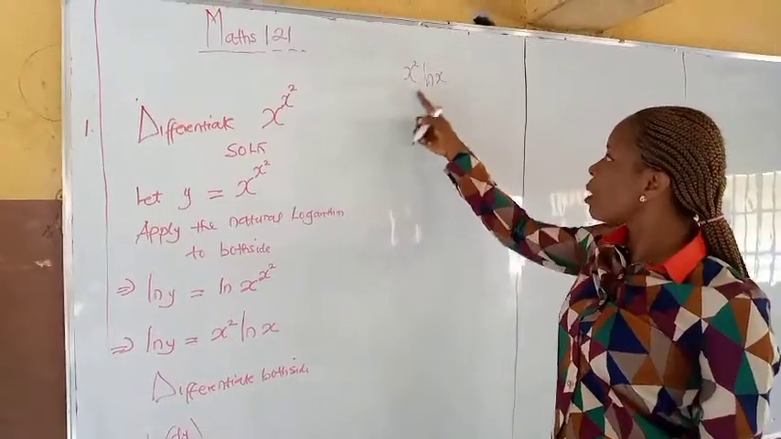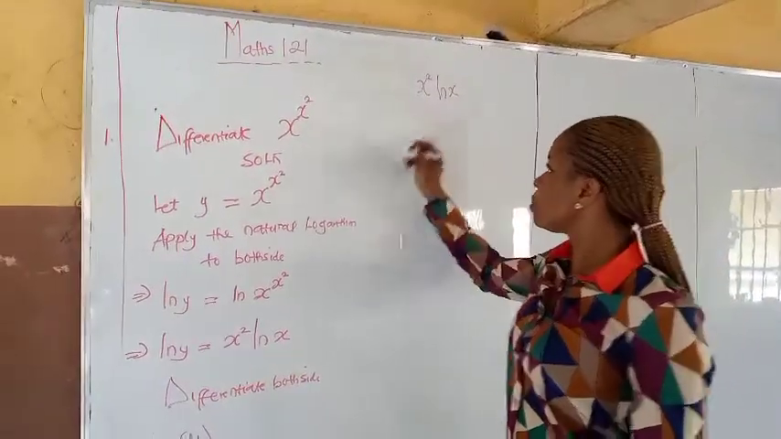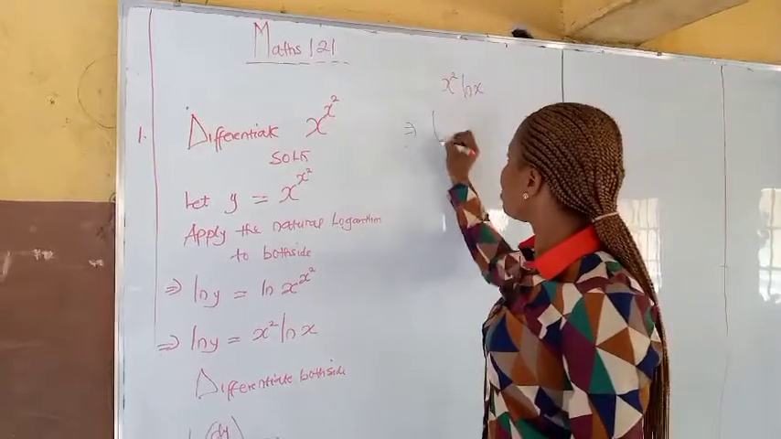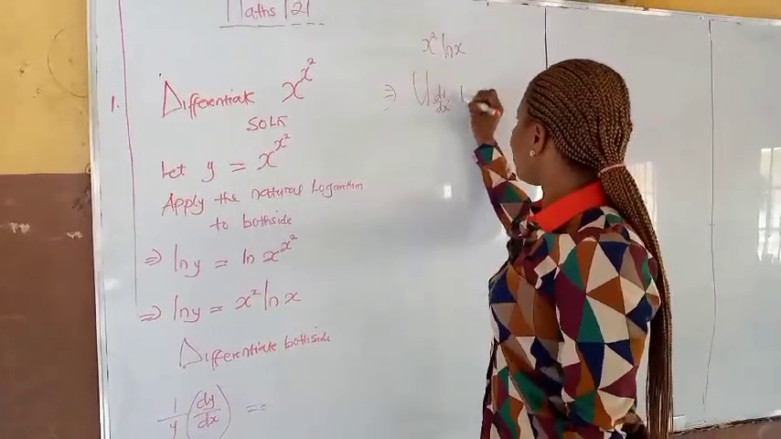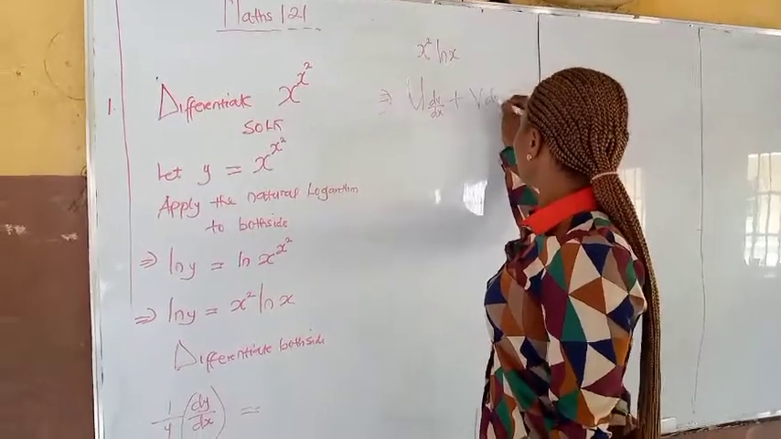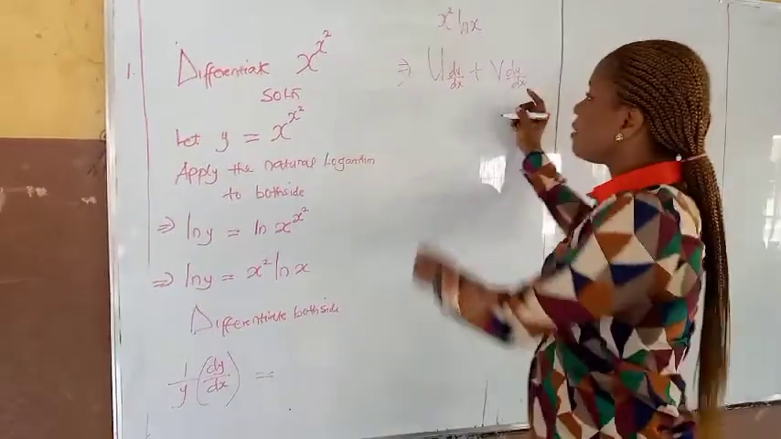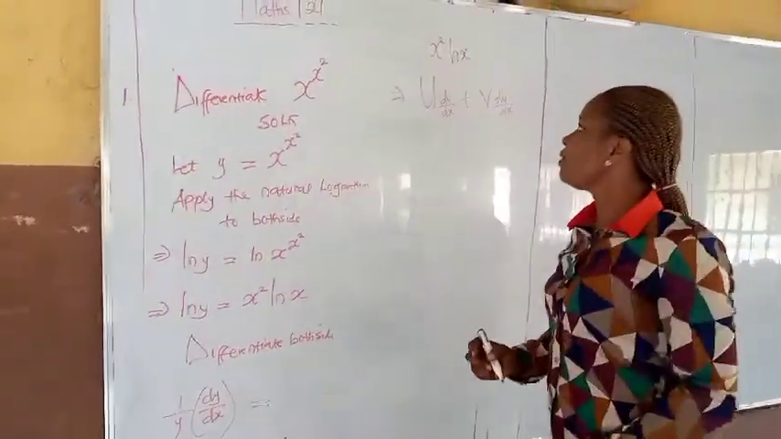This is the product rule. And what does the product rule say? It says that if I have u and v, the derivative is u dv/dx added with v du/dx. This is the formula for the product rule I taught you in my previous video.